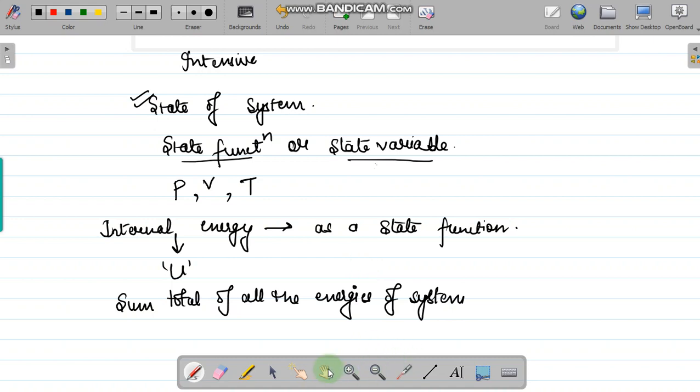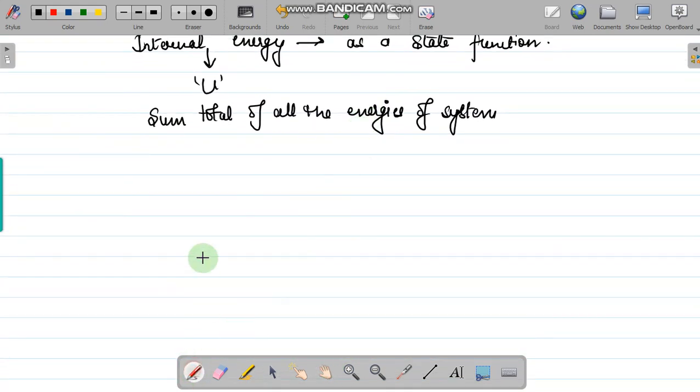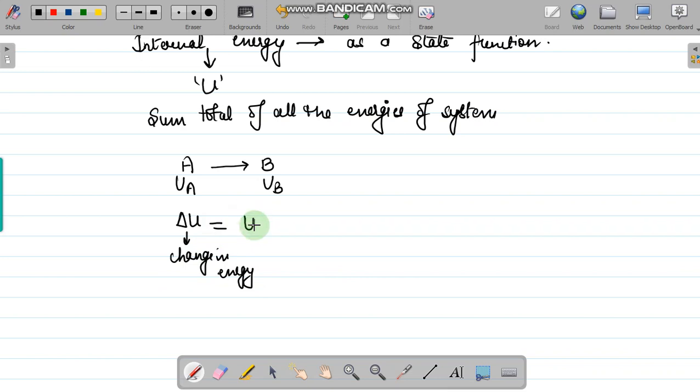Now, say suppose we have one component A getting converted to the component B. So for its internal energy respectively, it will be denoted by UA and UB. Now if I want to take out the delta U, what is the delta U? It is the change in energy. It is going to be equal to UB, means internal energy of B, minus internal energy of A.